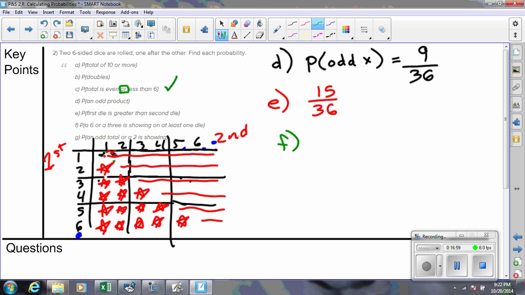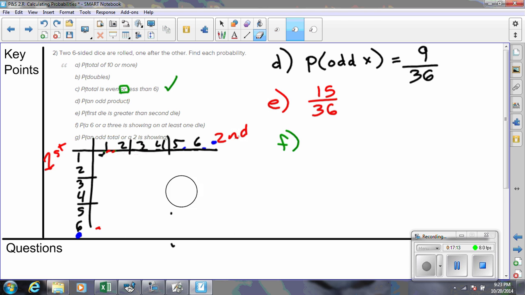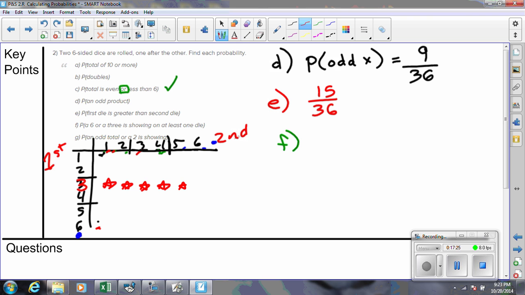For part F, the probability that a 6 or a 3 is showing on at least one of the die. Okay, so when we're looking down here, let's consider where are all the different ways that we could get a 6 or a 3. Well, we would get this 3. It works on all of those. And for a 6, we could say we'd get all of these ones.